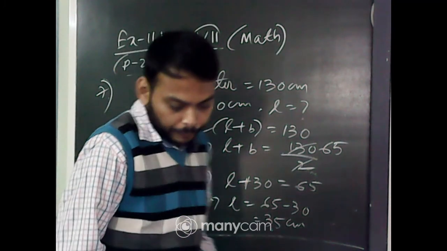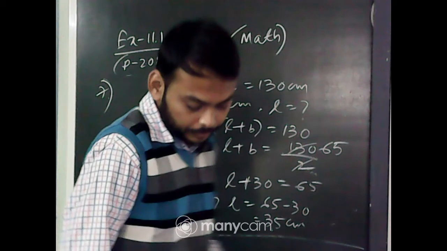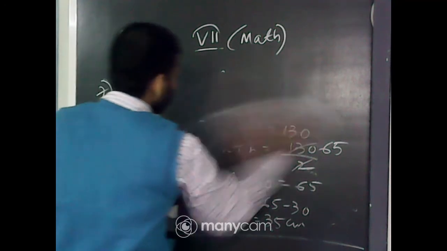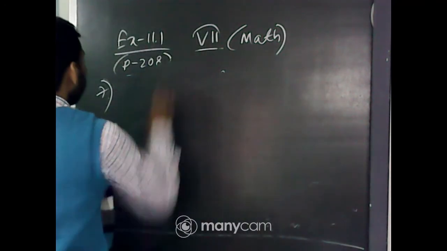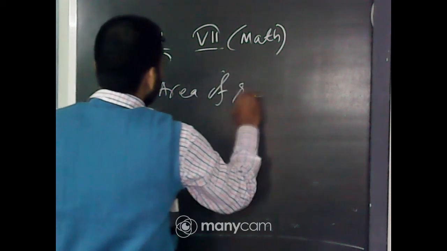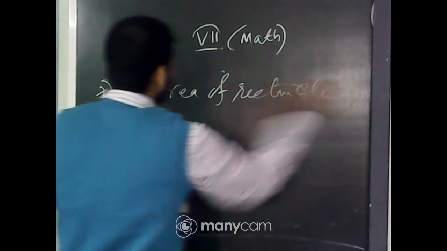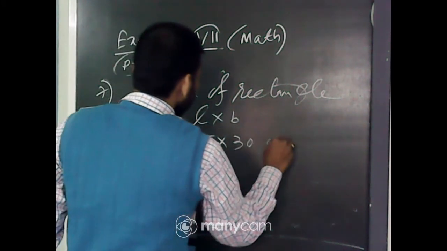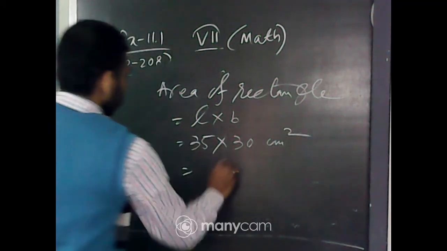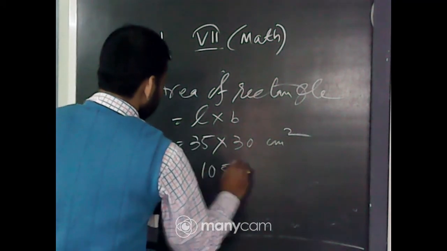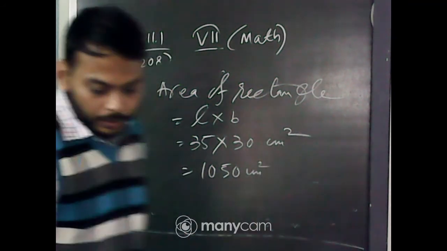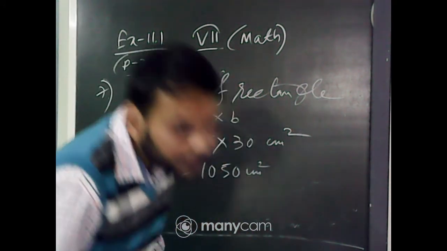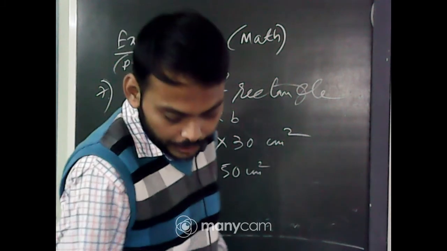Now here also find the area of the rectangle. Therefore the area of rectangle will be L into B. So 35 into 30 centimeter square. Is it 1050 centimeter square? Do the calculation. Yes, very good. Saptarshi, you are correct.